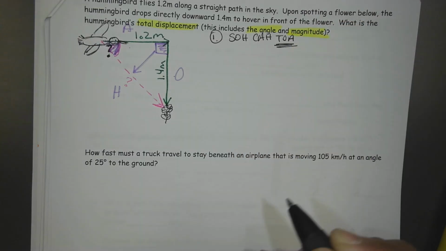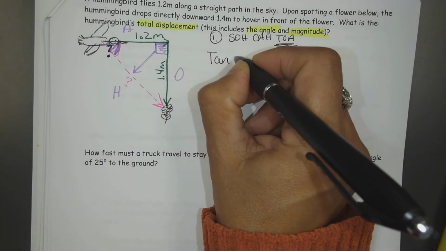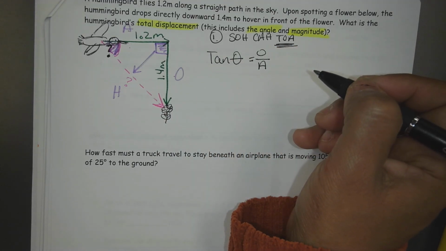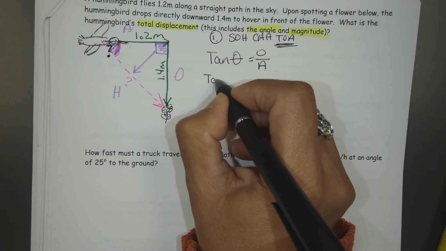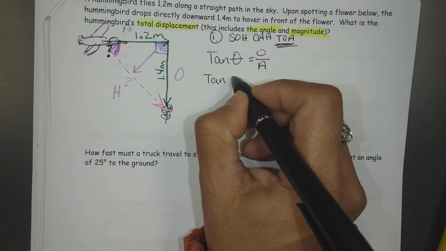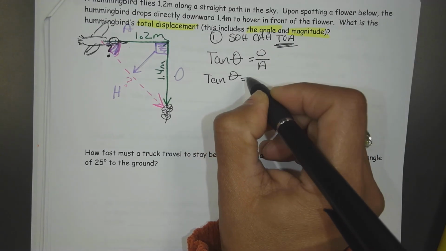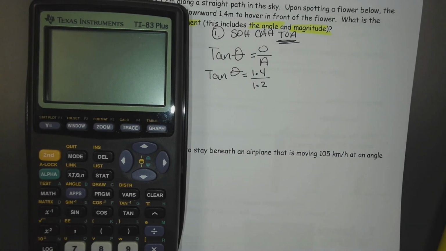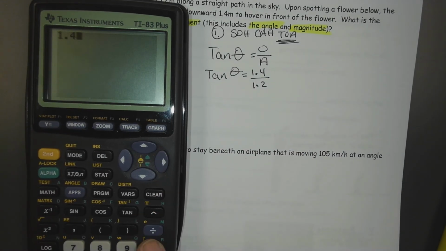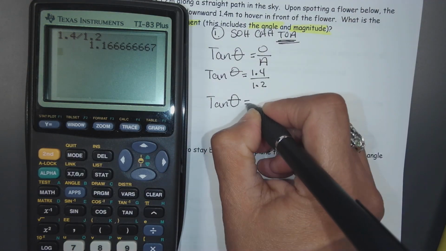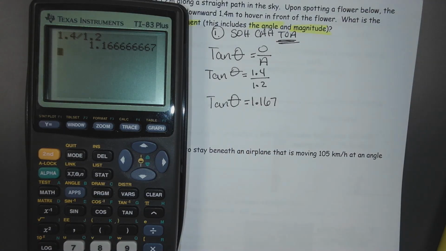I have the A and the O, which is the tan. So the tan of theta equals opposite over adjacent. I have the opposite of 1.4, the adjacent of 1.2. So 1.4 divided by 1.2, double check my math, equals the tan of theta, 1.167. Is that my answer?